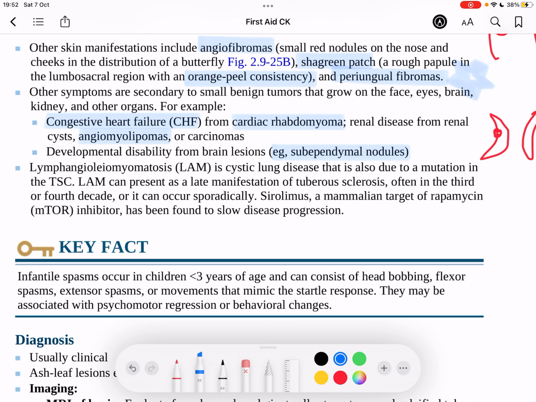And sirolimus, which is a target of rapamycin, i.e. the mTOR inhibitors, can slow the disease progression of LAM. It's quite rare. I haven't seen it in any USMLE questions myself, but good for extra knowledge.